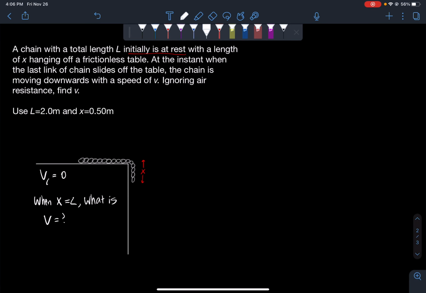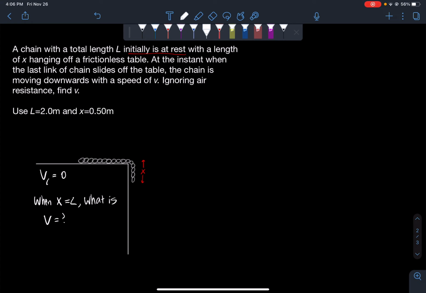So how I'm going to approach this is I'm going to use energy, because for one, it's asking us for speed, so energy is something that you should consider when solving for speed. But there's also a change in height, right? The chain starts on the table and it's falling off of the table. So the height is changing, aka the potential energy is changing. So that is going to be my approach.